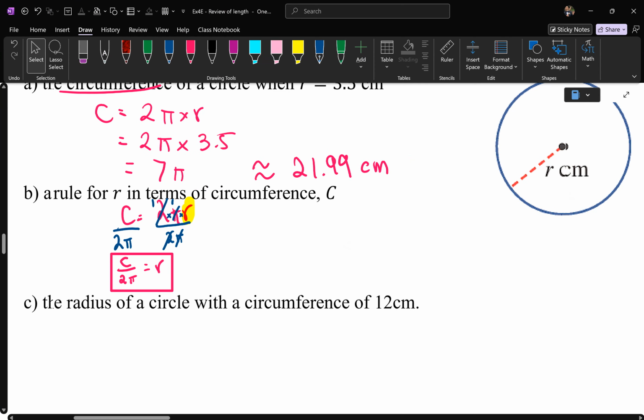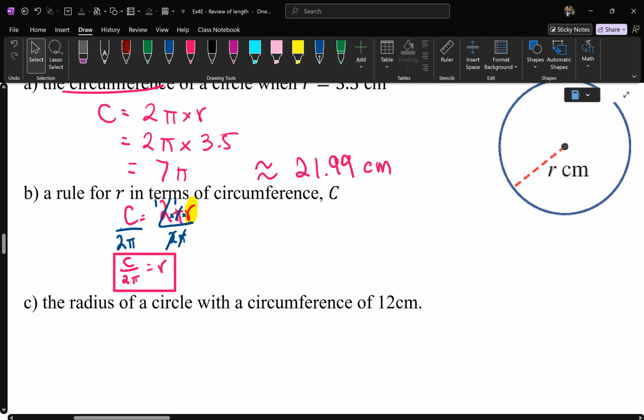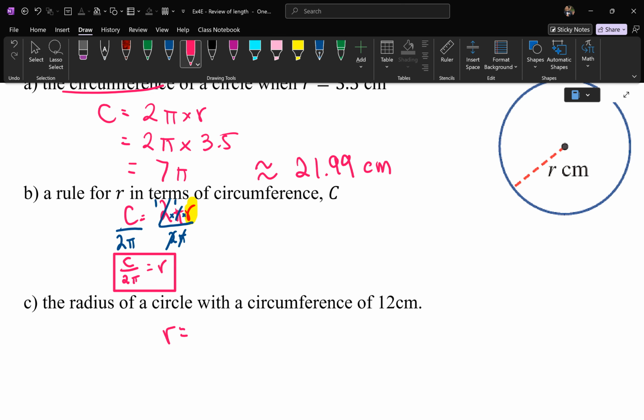Last part of the answer. Find the radius of a circle with a circumference of 12. Since we've got the rule now, r is equal to, since they said circumference is 12, 12 divided by 2 pi. That should give me the radius. So here we go. Use your calculator. 12 divided by 2 pi. And that gives you, rounding this to 2 decimal places, what does this give me?